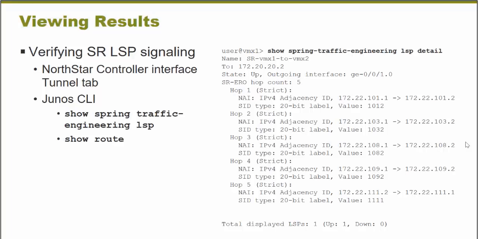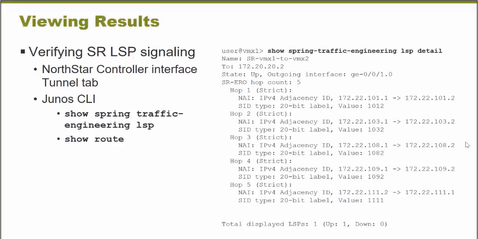I can identify the outgoing interface, and the interesting information to me is I can look hop by hop how the traffic for this segment routed LSP will be forwarded across my segment routing domain, right? I can view the labels, which is very important for me because remember, the labels are generated based on the IGP adjacency SIDs. The adjacency SIDs are the MPLS labels that will be stacked onto the packet by the ingress router, in this case VMX1, when the traffic enters this segment routed LSP. So I can see hop by hop how this traffic is going to be forwarded.